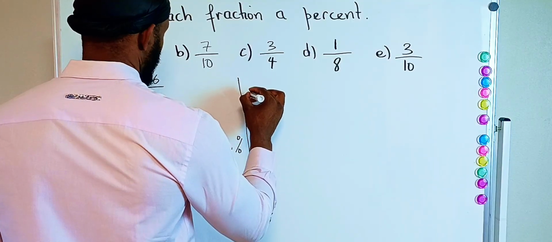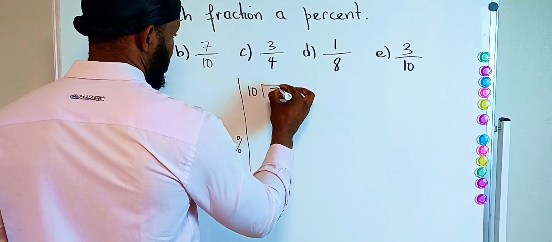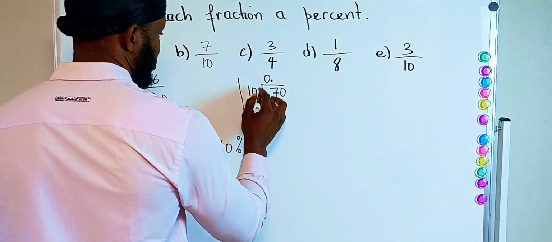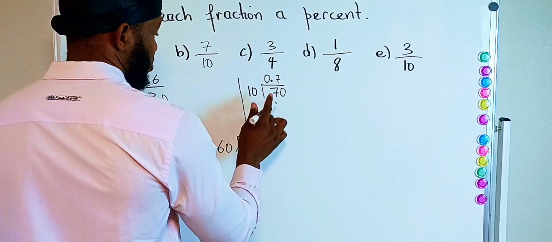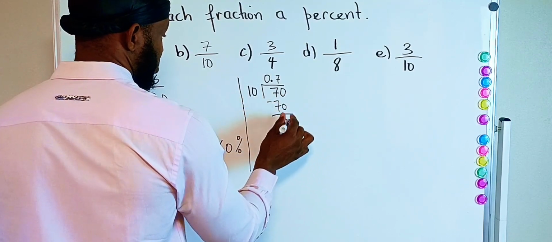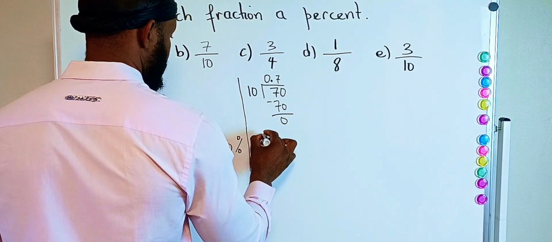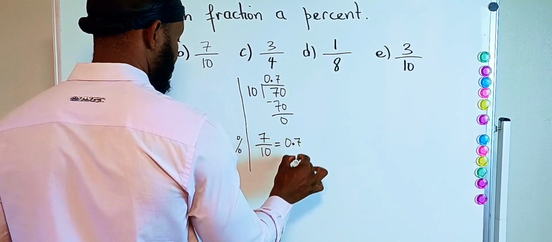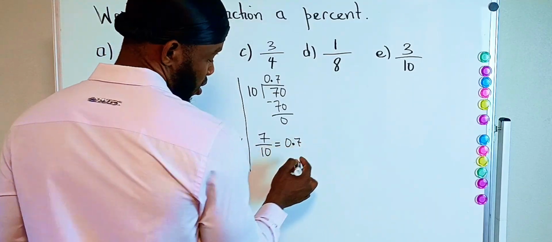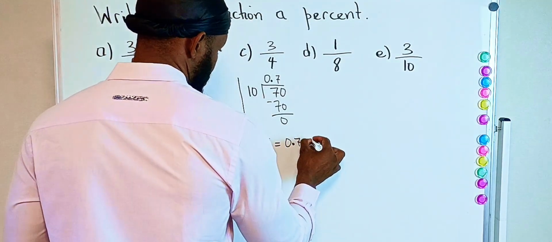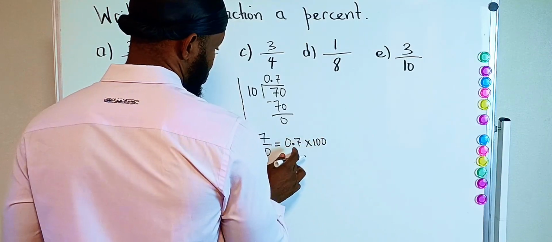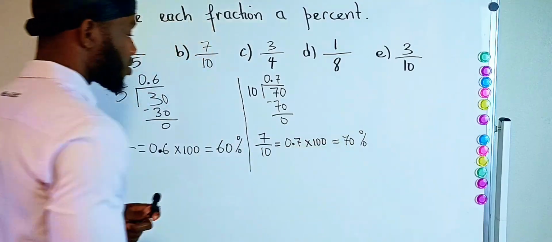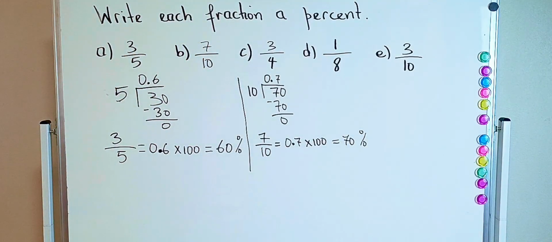We got 10 divided by 7. In 7, how many sets of 10? 0. In 70, how many sets of 10? 7. You know 7 times 10, 70. The remainder is 0. So right now, 7 over 10, the decimal equivalent is 0.7. Convert to percent, you multiply by 100. So this one's gonna be 70, and you add the percent symbol, which is 70%.